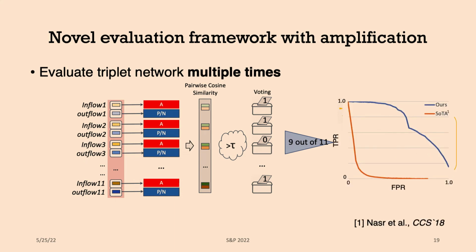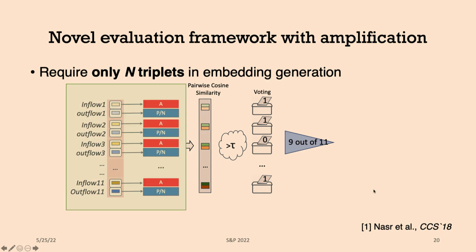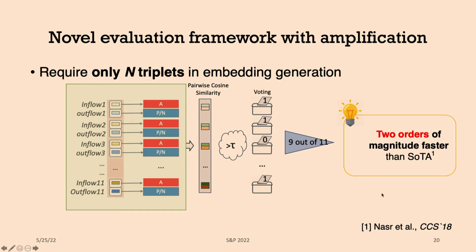Also, in turn, our ROC of DeepCoFFEA clearly outperformed the state-of-the-art, DeepCorr, by a substantial margin. And this is not the end. Our network actually only requires n triplets, which leads to a substantial reduction in evaluation cost. More specifically, it is two orders of magnitude faster than the state-of-the-art. So we can achieve substantial improvement over the state-of-the-art in both complexity and performance.